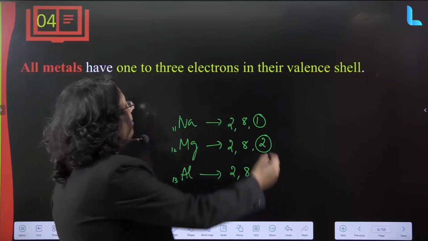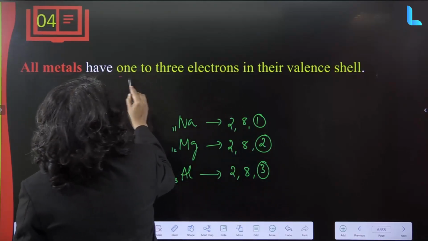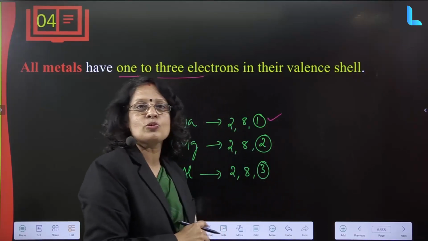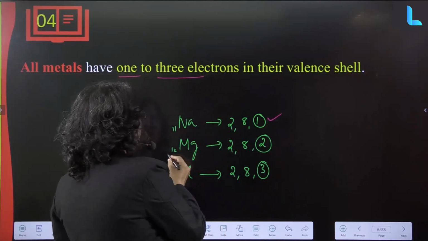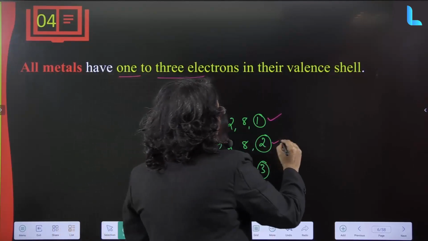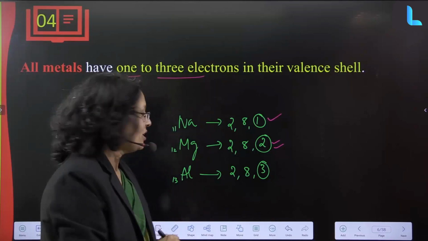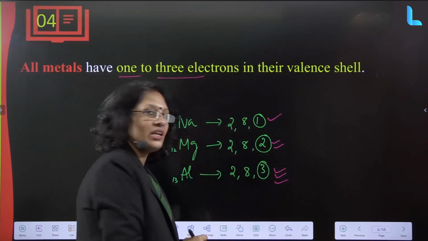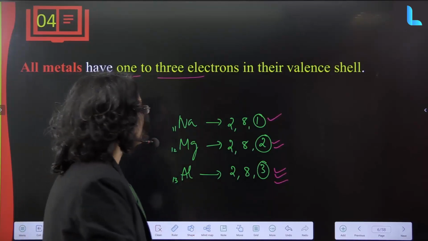So sodium has 1 electron in its outermost orbital. Similarly, magnesium has atomic number 12, so 2, 8 and 2. How many electrons are present in the outermost shell? 2. Then aluminium has atomic number 13, so 2, 8 and 3. So in the outermost shell there will be 3 electrons.